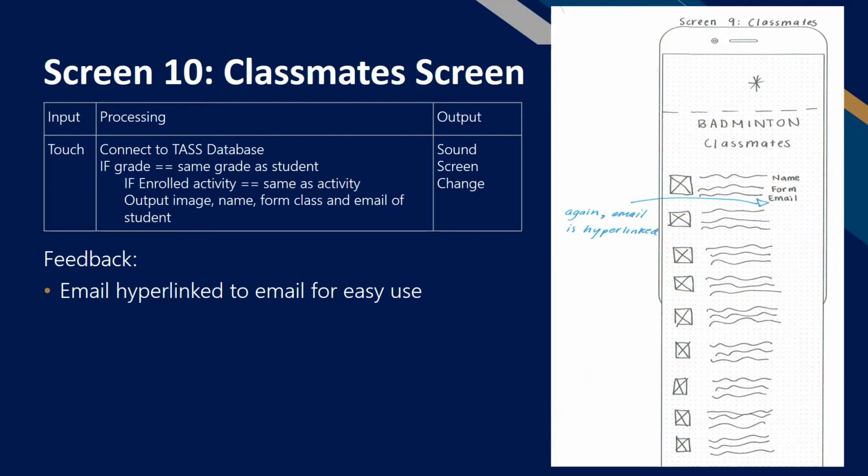As the application loads, it would connect to the TAS database. If the grade of the user matched the grade of the student, it was checked if the activity selected matched one the student was enrolled in. If this was true, the information of the student would be outputted onto the screen.